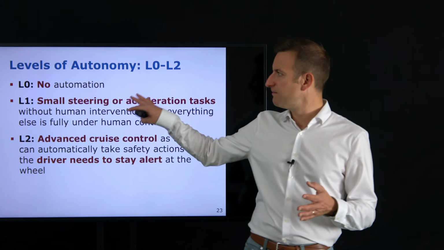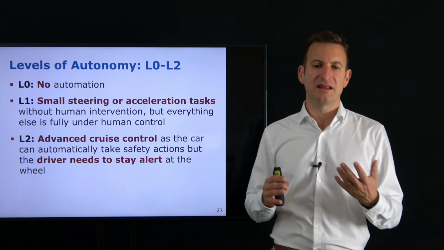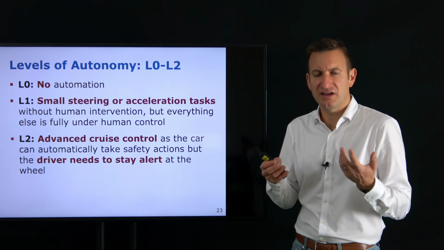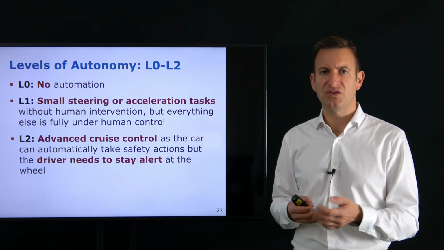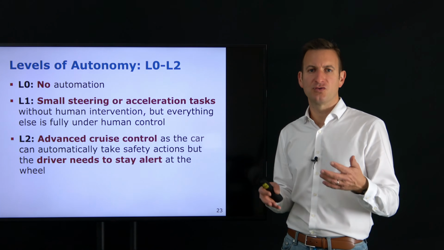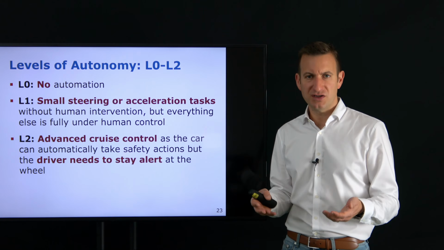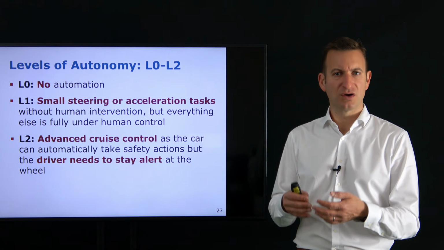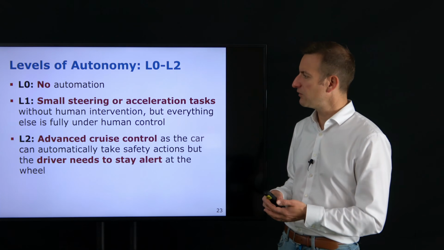So level 0, again, no automation at all. Level 1 is basically basic steering and acceleration tasks. The driver assistance systems that we see today can be seen as level 1 autonomy, where the car controls certain functions on its own, but you as a driver are in the driving seat. You are responsible for what's going on, and you have to monitor the road at all times.